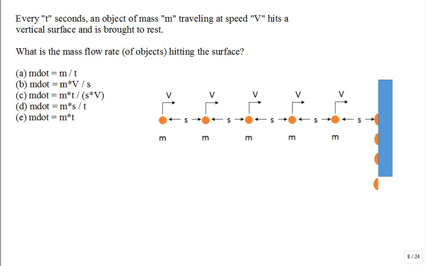Continuing this. Every t seconds, an object of mass m, traveling at speed v, hits a vertical surface and is brought to rest. That's the same statement. What is the mass flow rate of these objects hitting the surface? What is that m dot, that mass flow rate hitting the surface? I'll start it. Well, you might want to use the units to guide you. Isn't this kilograms per second in SI units? And isn't this again seconds? Isn't this kilograms? So basically, the mass flow rate, m dot, is, does that look best?